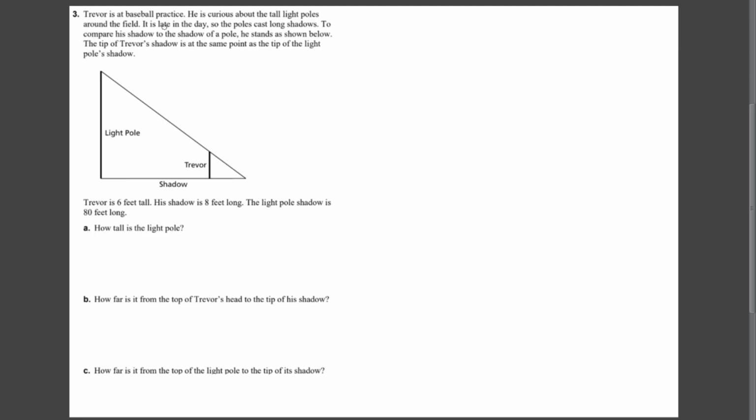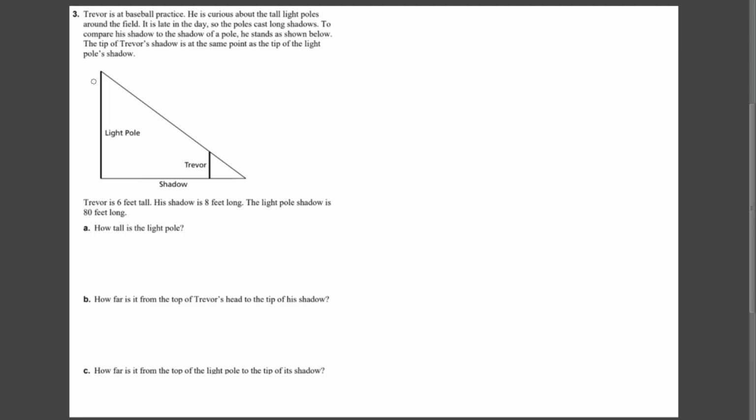Trevor is at baseball practice. He is curious about the tall light poles around the field. It is late in the day, so the poles cast a long shadow. To compare his shadow to the shadow of a pole, he stands as shown below. The tip of the shadow is at the same point as the tip of the light pole's shadow.